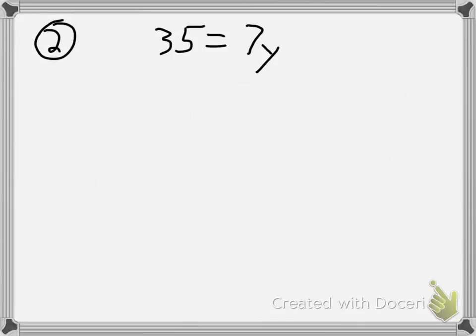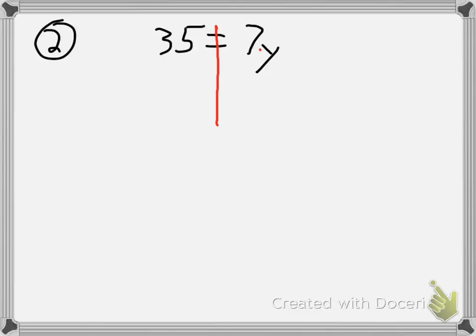Let's look at our next example. 35 equals 7y. Again, what I want to do is find my equal sign. I know that it's splitting my problem into two parts, the left side and the right side. Now I'm looking at my variable. I can see it's on the right-hand side, my y, and I'm thinking, what operation is it telling me with that variable? Well, it's telling me multiplication.